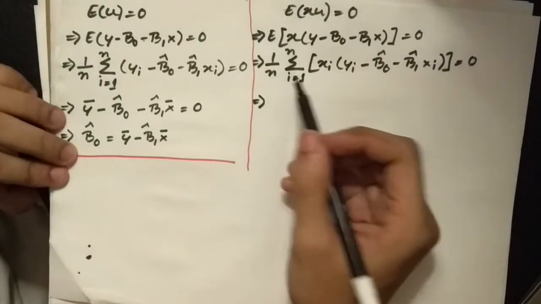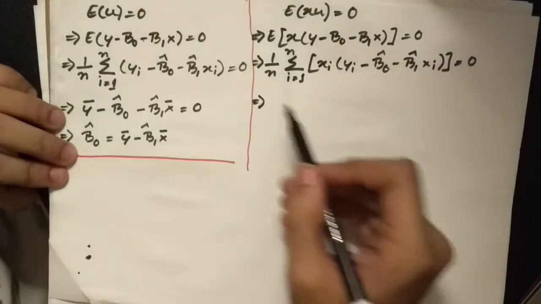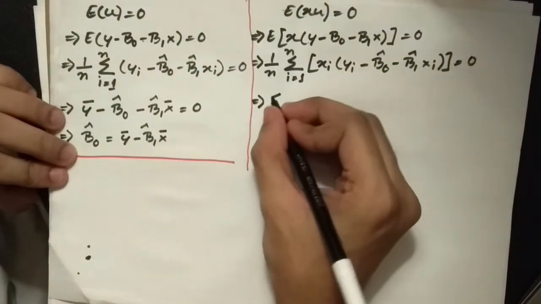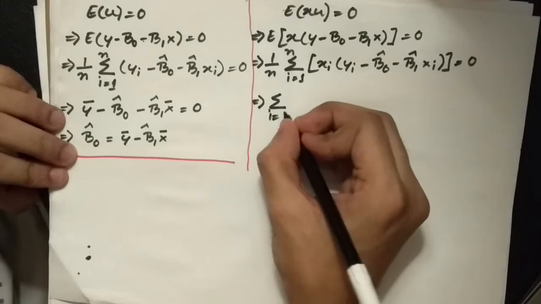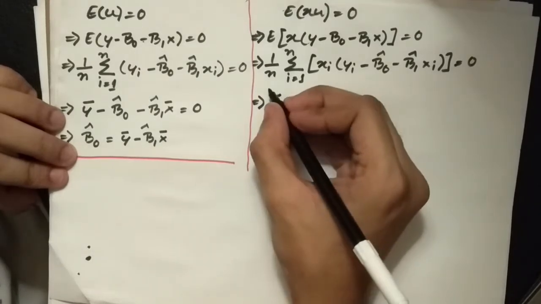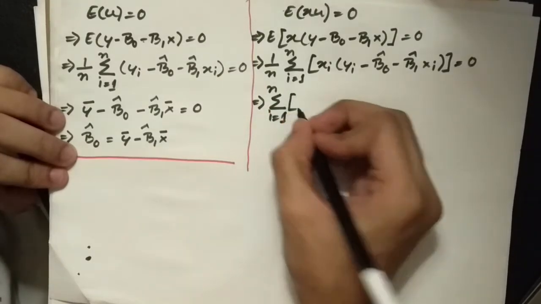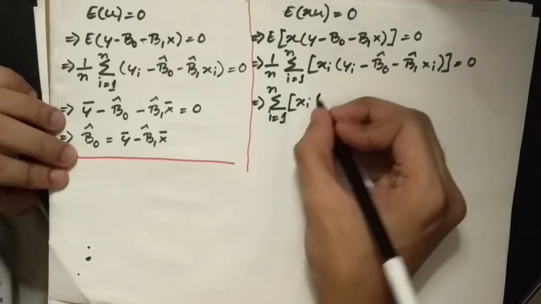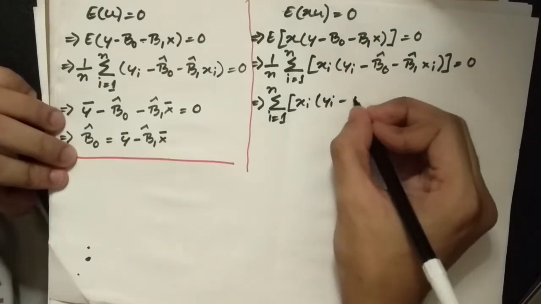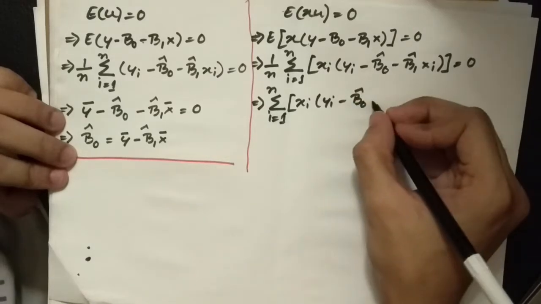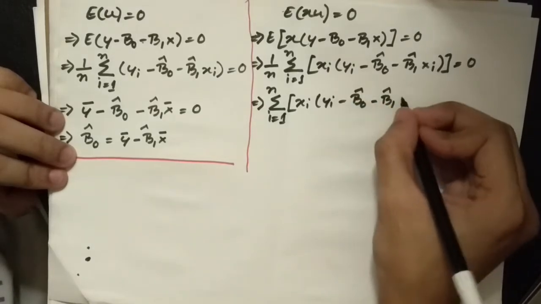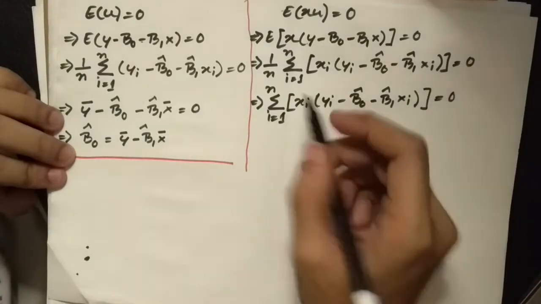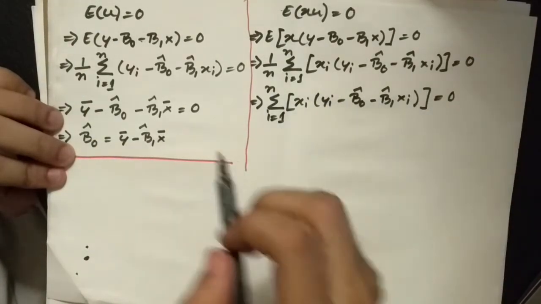If we multiply both sides by n, we get rid of the 1 divided by n, so we can write it as the summation from i equals 1 to n of xi times yi minus beta naught hat minus beta 1 hat xi equals 0. I've just multiplied both sides by n.